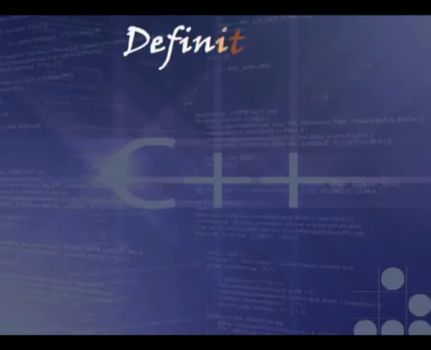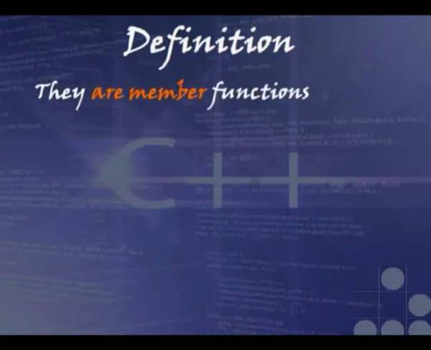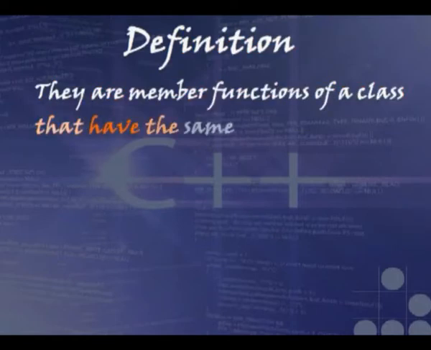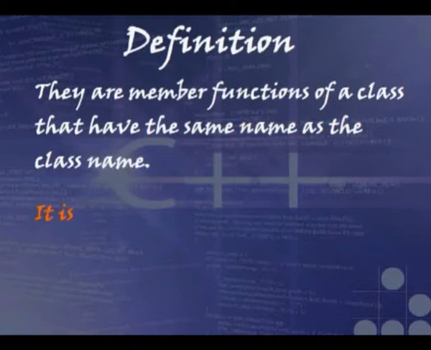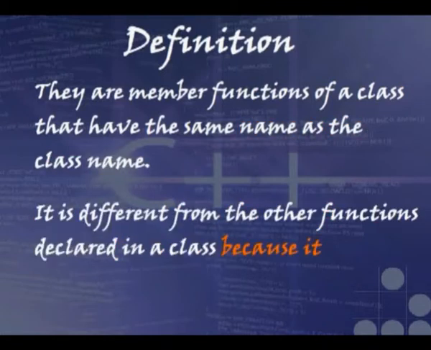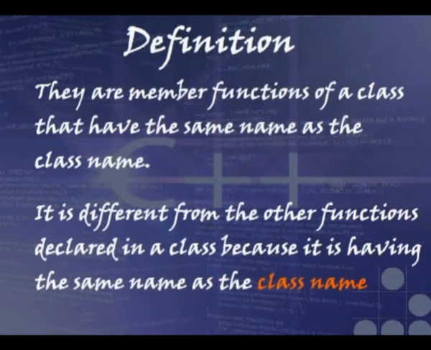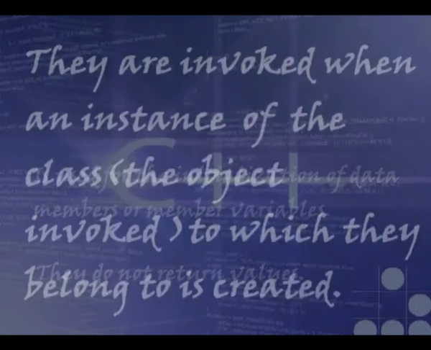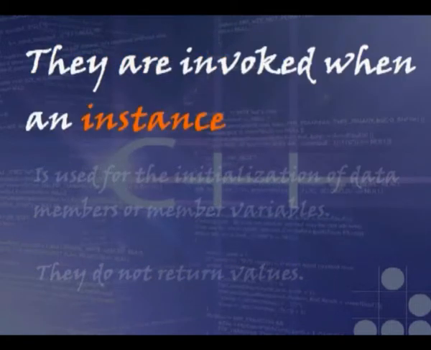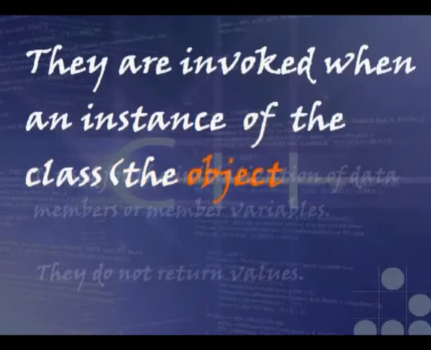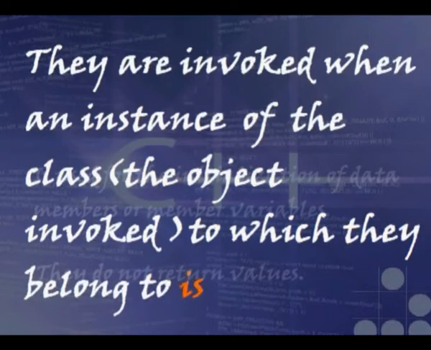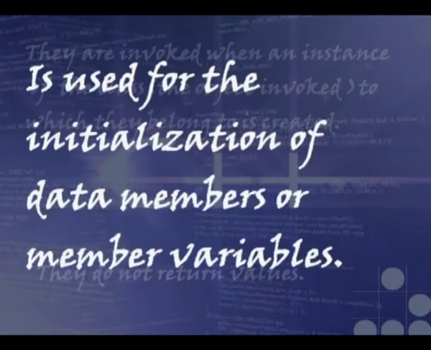So, what is the definition of constructors? They are member functions of a class that have the same name as the class name. It is different from the other functions declared in a class because it is having the same name as the class name. They are invoked when an instance of the class, which is nothing but the object, is created. It is used for initialization of the data members or member variables. They do not return values.